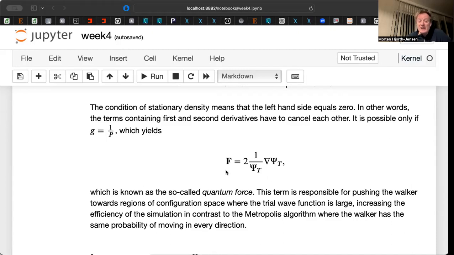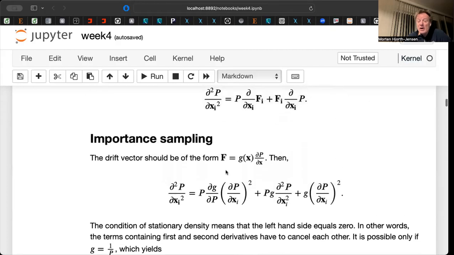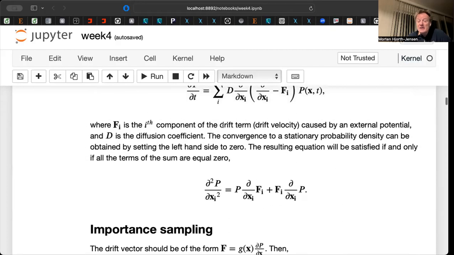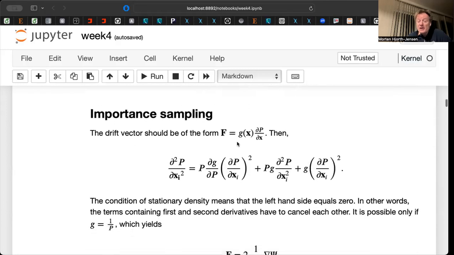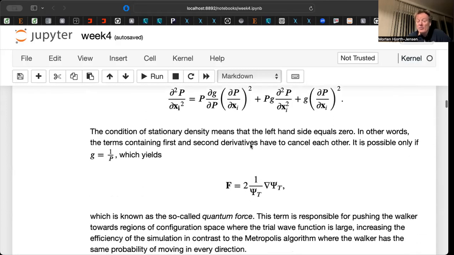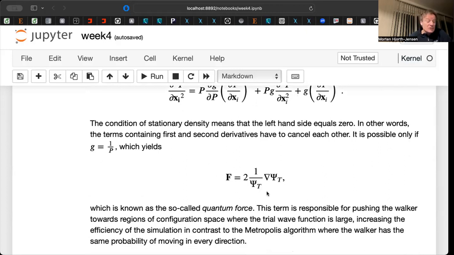And then, if we want to fulfill this requirement, that the left-hand side of this equation has to be 0, under the assumption of a specific mathematical form, we can find an expression for this force, which we normally call the quantum force. And this is something which we have to program.